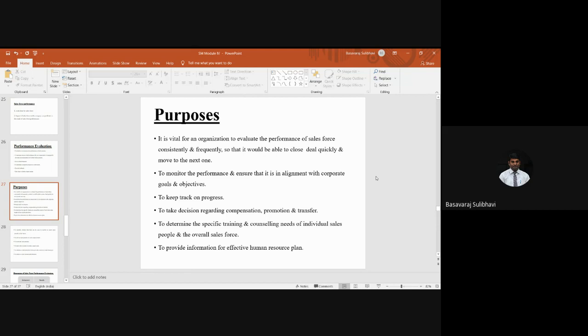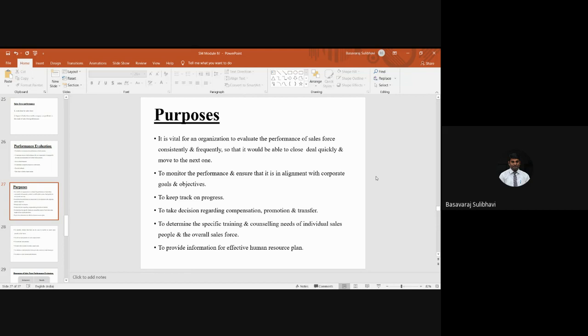So, to monitor the performance and ensure that it is in alignment with the corporate goals and objectives, as I said in the previous slide, the purpose of evaluation of performance is that the output of the performance should directly match the achievement of the organizational objectives which have been set in advance, right? To keep track of the progress of the salesperson and the selling team, and then to take decisions regarding compensation, promotion, and transfers.